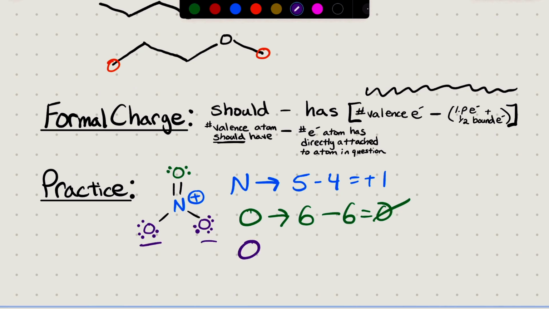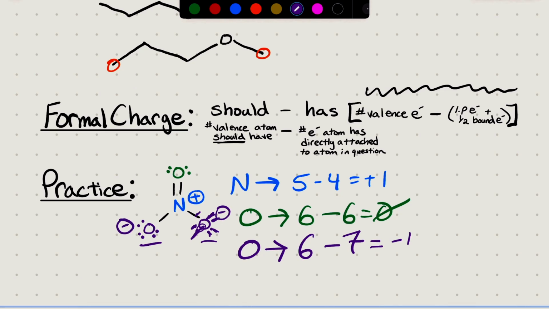Last one, in purple. These are both the same, so whichever one you do is going to be the same for the other. Oxygen, again, is supposed to have 6 electrons. How many does it technically have? It has 1, 2, 3, 4, 5, 6, 7. And that comes out with a negative charge of 1, which means that this oxygen over here needs to have a negative charge, and this one over here has to have a negative charge.